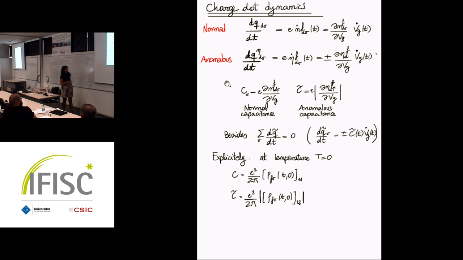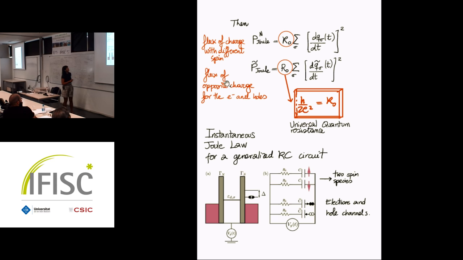So by defining these two capacitances, we can indeed see that the normal part of the dissipation and the anomalous part of the dissipation are given by an instantaneous Joule law, in the sense that now you can have this dissipation for the normal part with some R naught that is, again, this universal quantum resistance that is constant. In that way, we can look at our system as a kind of equivalent RC circuit, in which the dissipated heat in the normal part is given by two different channels for spin up and spin down. This sigma is spin up and spin down, and is represented by this part of the circuit here.